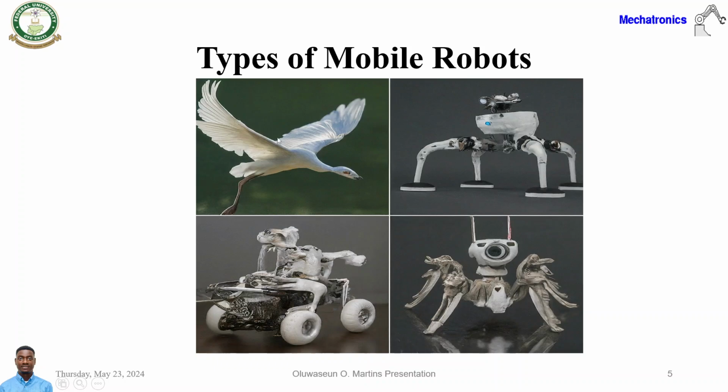So here I just have images of mobile robots. This is an aerial vehicle. It is shaped like a bird, but really it's not a bird. It's actually a mobile robot. Then we have this legged one that looks like a spider. It's also a mobile robot, but it has legs for its own locomotion. Also, this one that looks like an insect, and this one with wheels is your wheeled mobile robot. The means of locomotion in this one is the wheel.